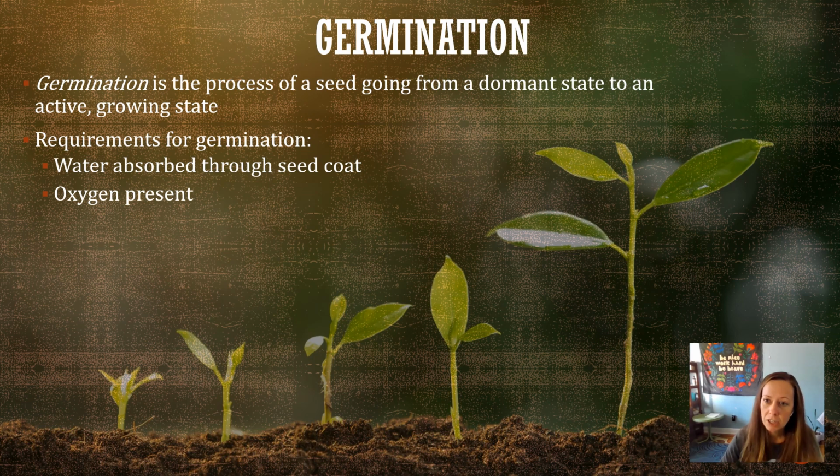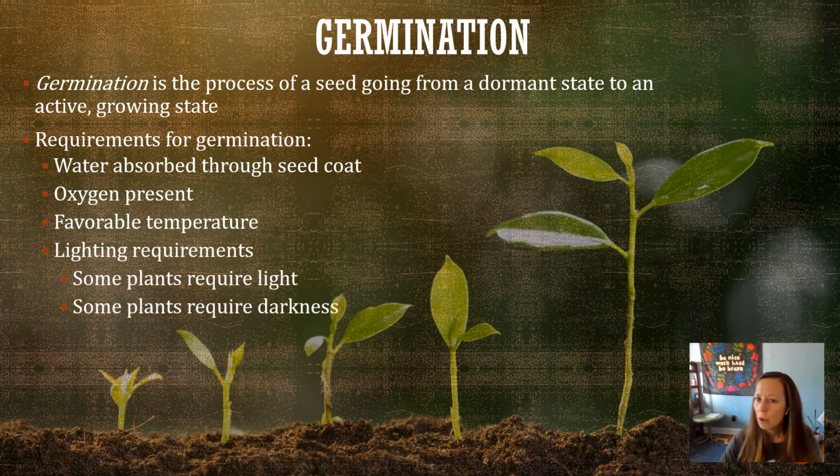You need oxygen, so you can't have the seeds packed too tightly in soil. There needs to be some oxygen that gets through, and it needs a favorable temperature. The favorable temperature will vary depending on the seeds that you're planting. Like cucumbers require it to be warmer. Zucchini do too. I have a really hard time getting those growing in the greenhouse in the winter.